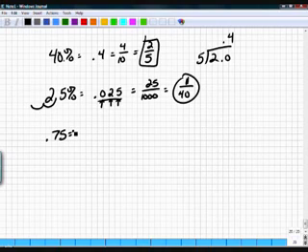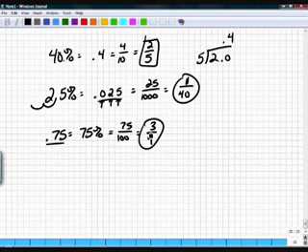0.75. Change it to the other two. This is in decimal form. What's the easiest one to change it to? Yeah, percent. 75%. Move it over twice. Put a percent sign after it. Now we can go back here. This is 75 hundredths. Let's reduce that. Divide by 25. This is 3/4. You can check yourself. Do 3 divided by 4. You should get 0.75.